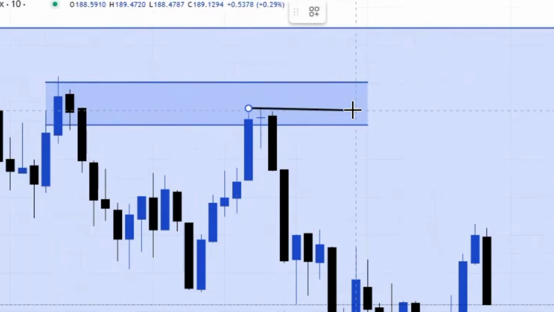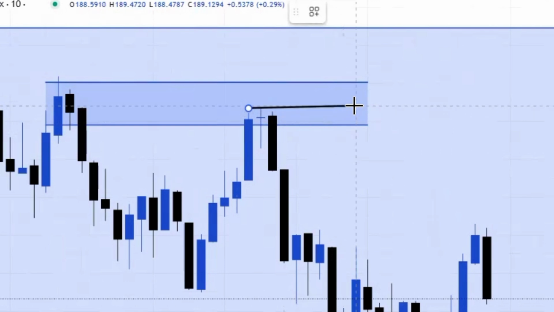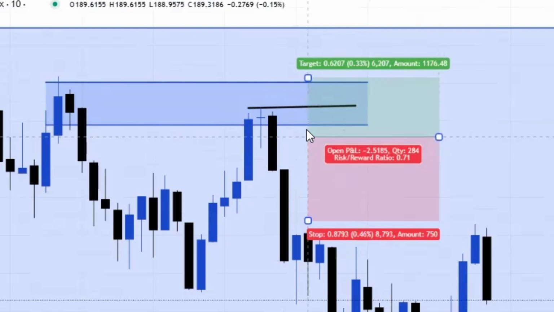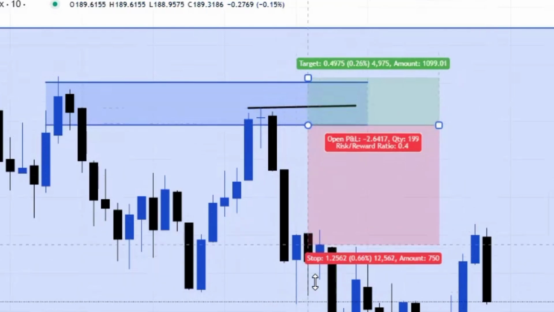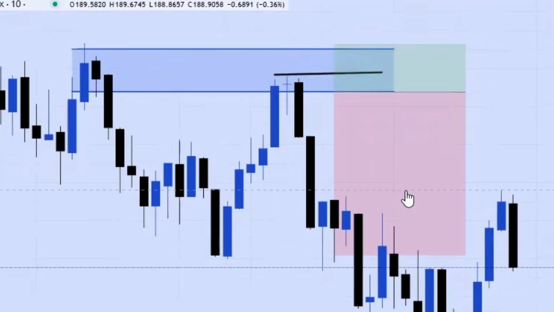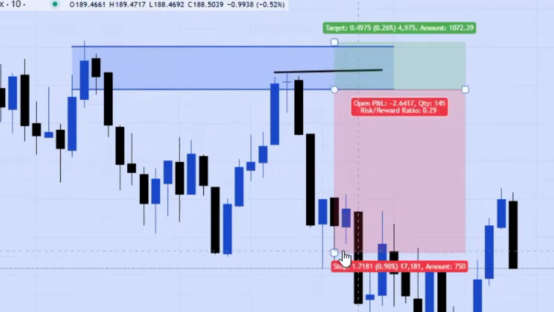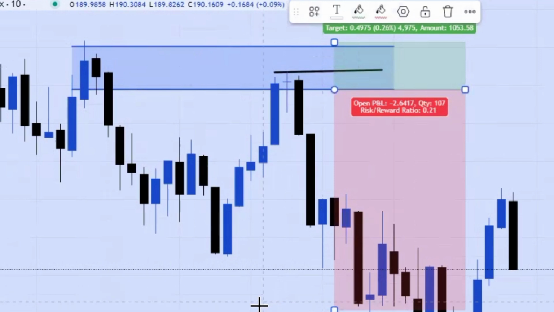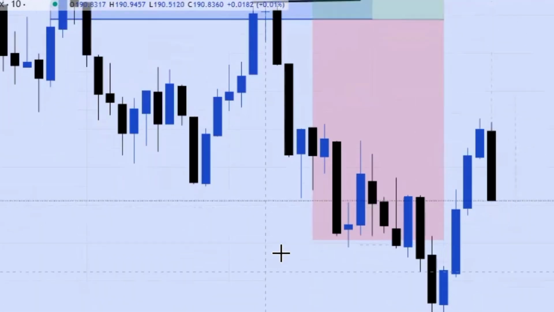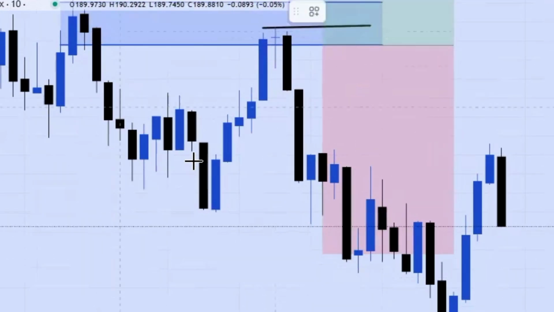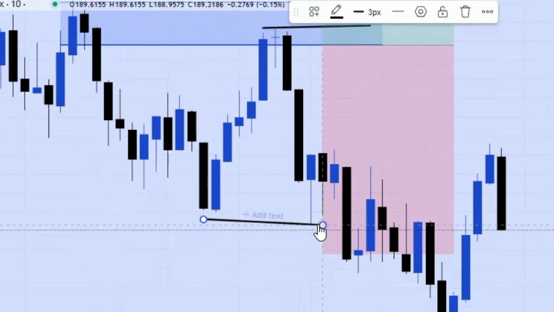So if I enter at this level, then I will set my stop loss, because remember you are a day trader and we are following the daily market move. Now my stop loss will be above this level. If I set my stop loss above that level, then I can target the next low. This is where I'm supposed to take my TP, this level right here.